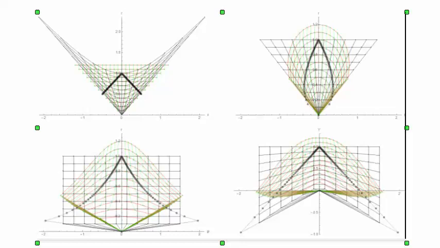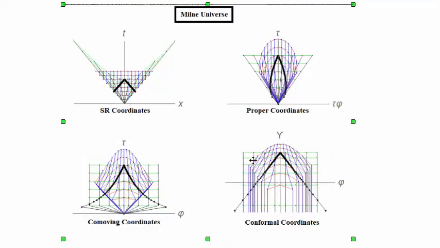These are different mappings of basically the Milne model of the universe. Let's see, I want to try to remember what George Dishman calls them. Okay, here are George's coordinates, what he calls them: the SR coordinates, proper coordinates, co-moving coordinates, and conformal coordinates.